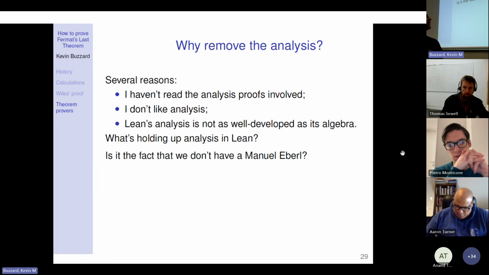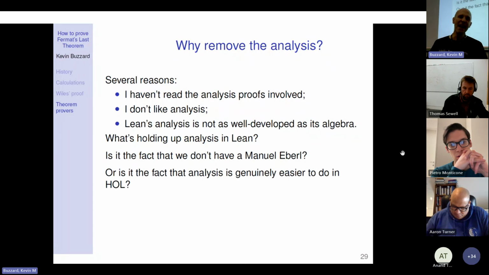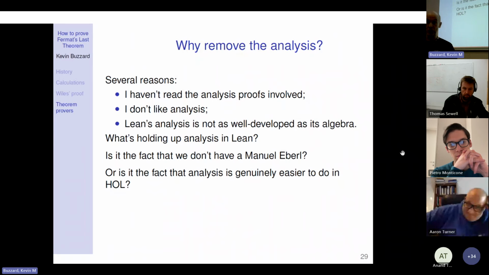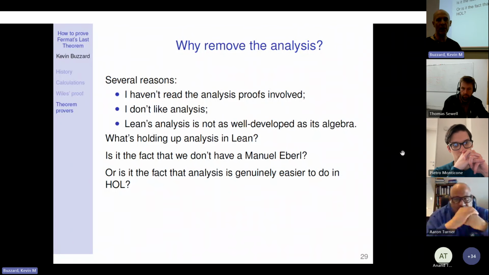So one reason might be that there's this guy called Manuel Eberl, who's very good at analysis and is a very prolific Isabelle formalizer. So do we just need some Lean version of Manuel? Or is it actually, here's another thought: Isabelle/HOL is an interactive theorem prover that uses simple type theory, and Lean uses a more complex dependent type theory. And so is it the case that analysis is easier to do if you have a simpler type theory?